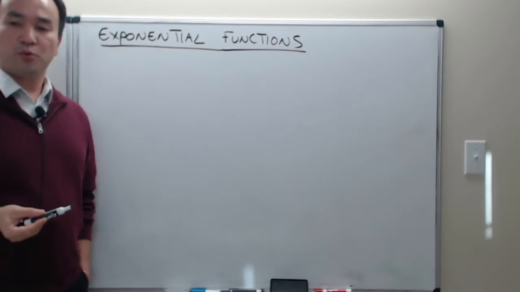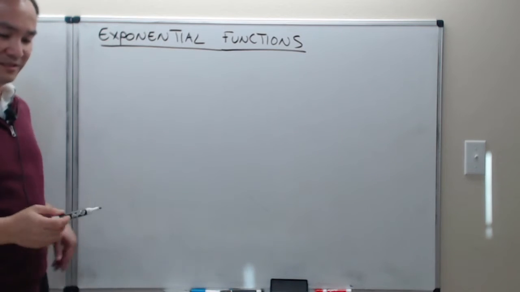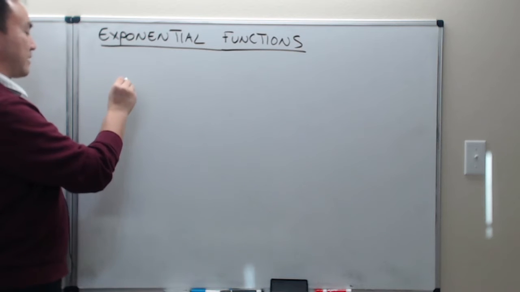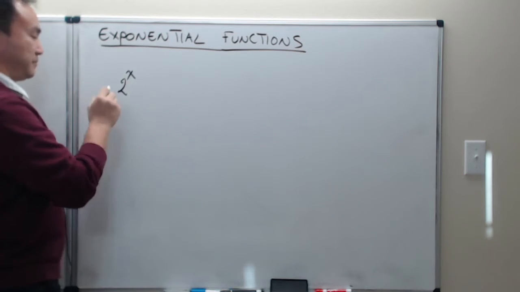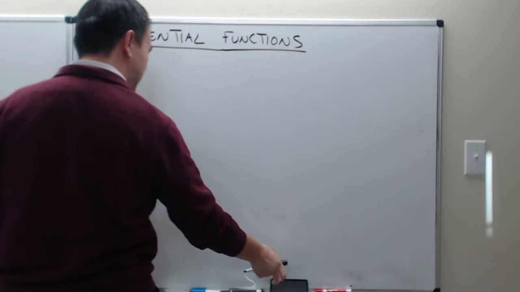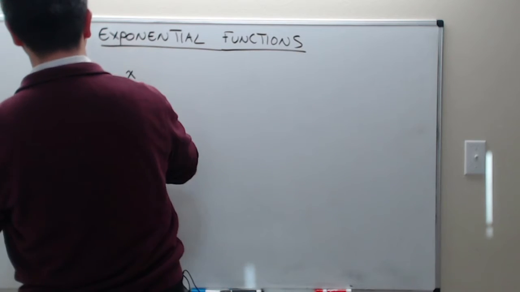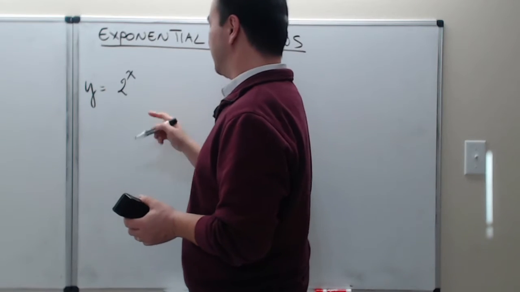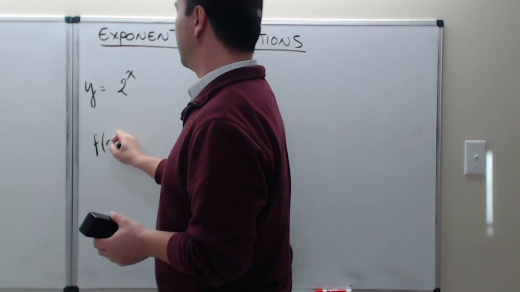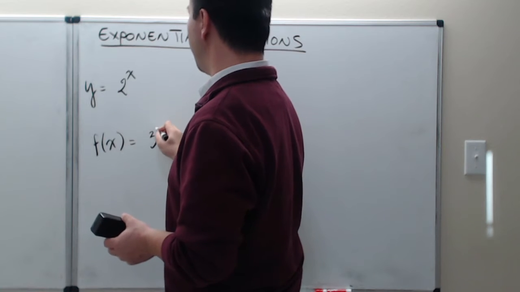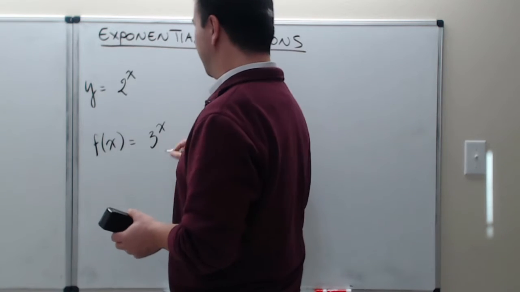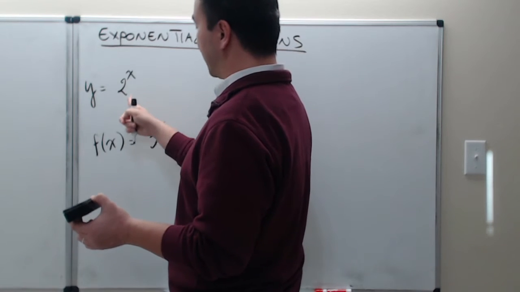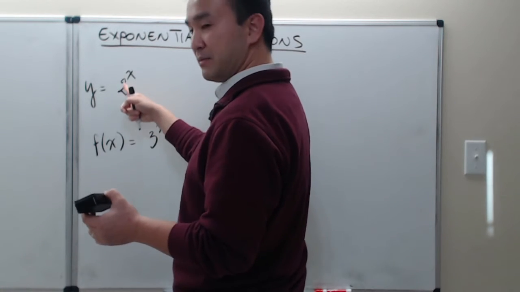All right, so quickly as a brief reminder, the following functions are exponential functions. So 2 to the x. If we have y equals 2 to the x, it's an exponential function. If we have f of x equals 3 to the x, it's an exponential function. So quickly as a brief review right here, an exponential function has a base being a positive number.